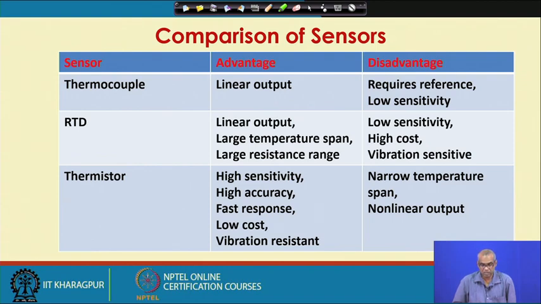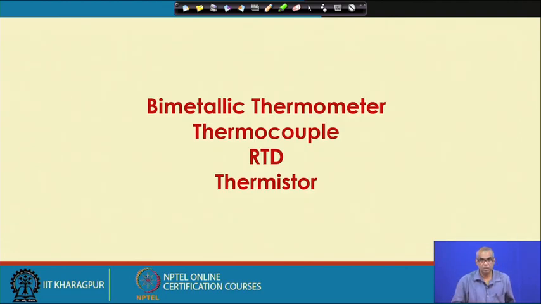Thermistors' advantages are high sensitivity, high accuracy, fast response, low cost, and vibration resistance. Disadvantages: narrow temperature span compared to others, and the output is nonlinear. Next, I want to show you a bimetallic thermometer, a thermocouple, an RTD and a thermistor.